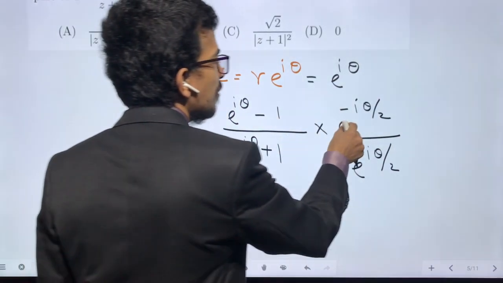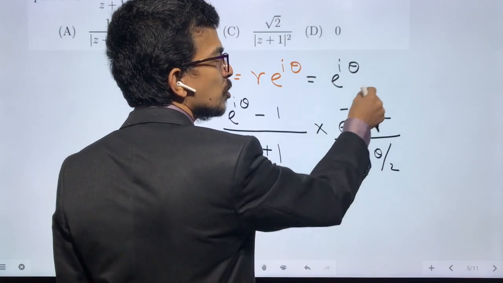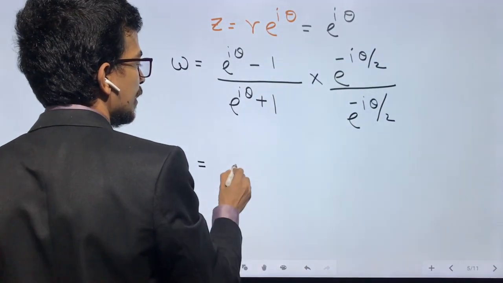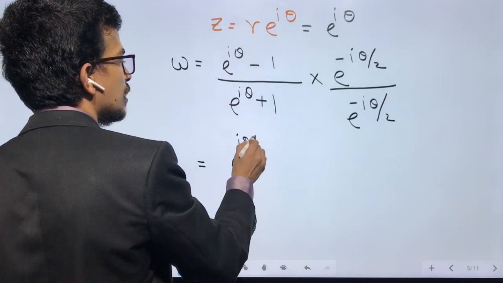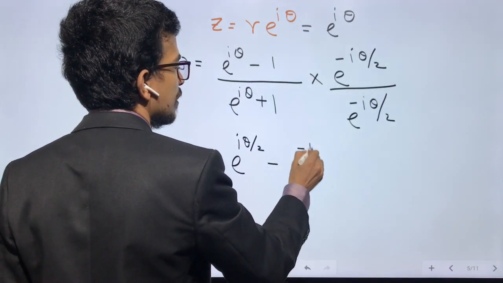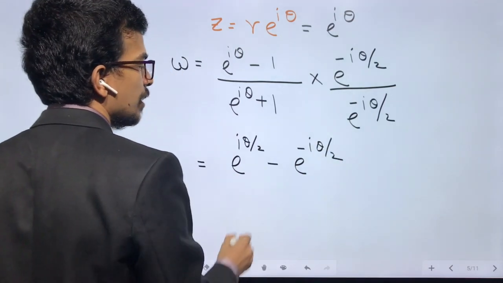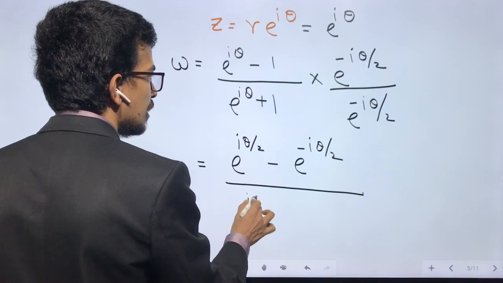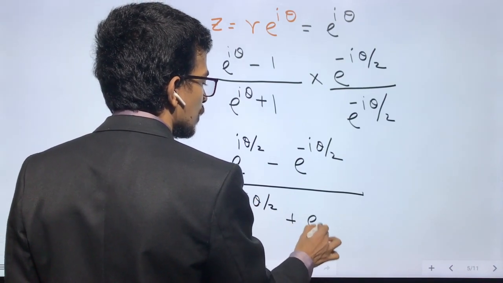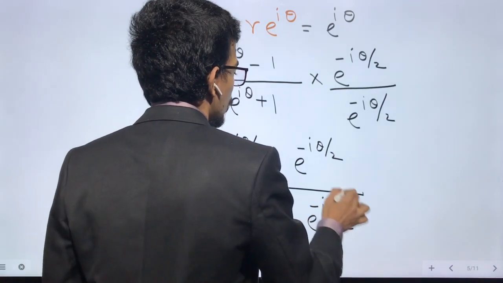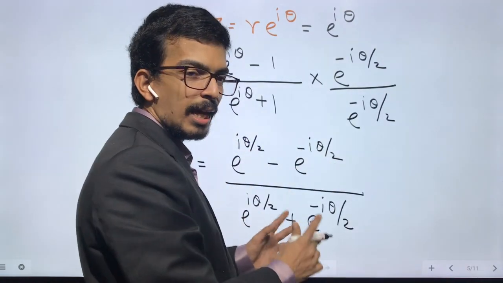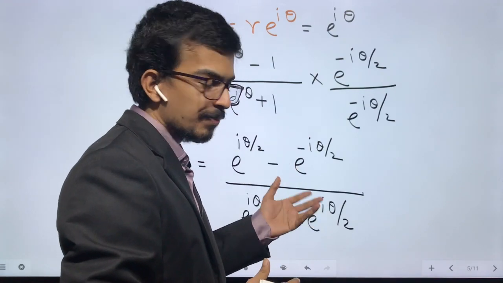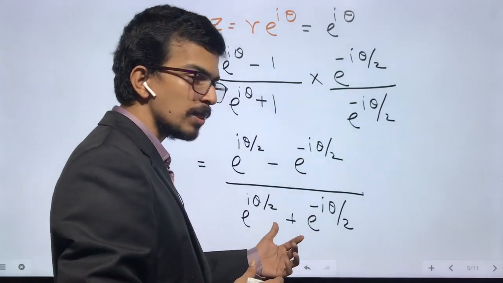So when you multiply the numerator and denominator with e raised to minus i theta by 2, see what happens. The numerator expression becomes e raised to i theta by 2 minus e raised to minus i theta by 2, divided by the denominator, which is e raised to i theta by 2 plus e raised to minus i theta by 2. Now look at the numerator and denominator. They have come in such a nice form. This is very familiar to us.